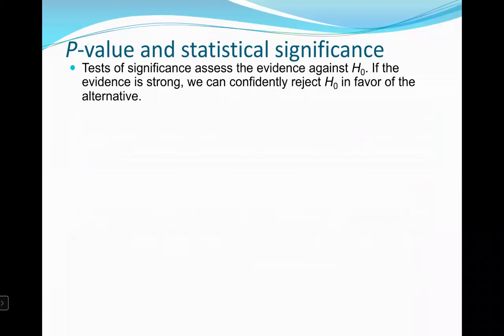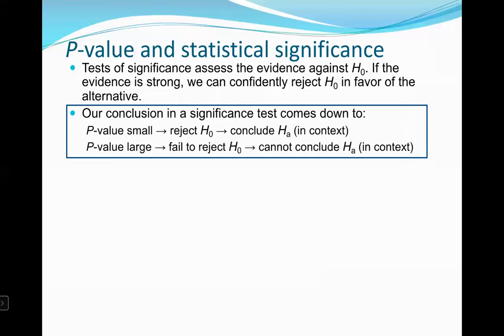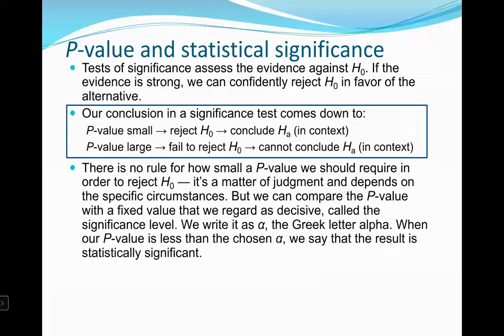Tests of significance assess the evidence against H0. If the evidence is strong, we can confidently reject H0 in favor of the alternate. Our conclusion in a statistical test comes down to this: if the p-value is small, reject the null hypothesis and conclude the alternate in the context of the problem. If the p-value is large, fail to reject the null hypothesis, and you cannot conclude the alternate hypothesis in the context of your problem.